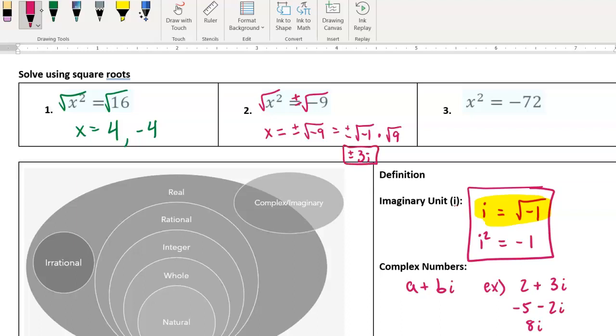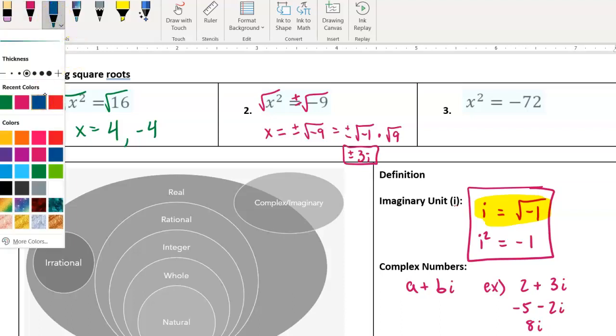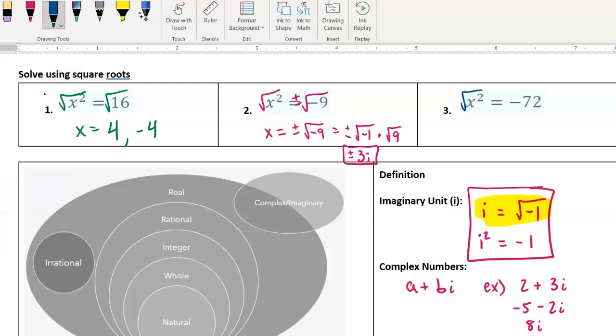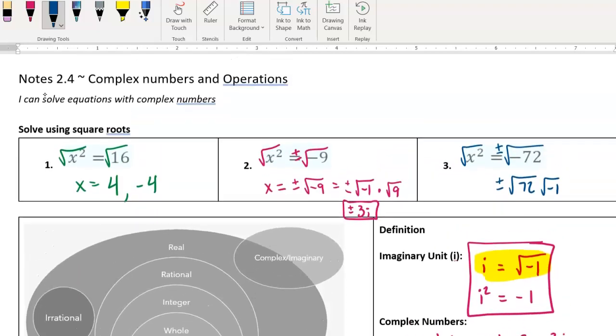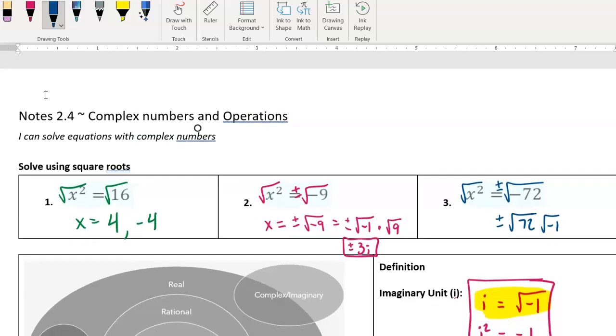Well, let's look at the next one. So the next one, we add another level of difficulty here, as if using imaginary numbers wasn't enough. So we're going to take the square root of both sides. So when you do that, we're going to have two solutions. But I can't take the square root of 72. I'm going to write it like this. It doesn't matter what order you write them in, but I'm going to write it like this. So the square root of 72, we want to simplify that. We have some space up here, so I'm going to go up here.